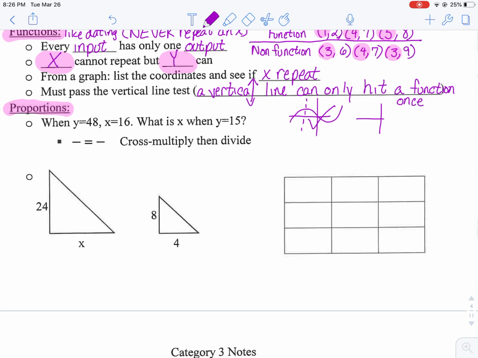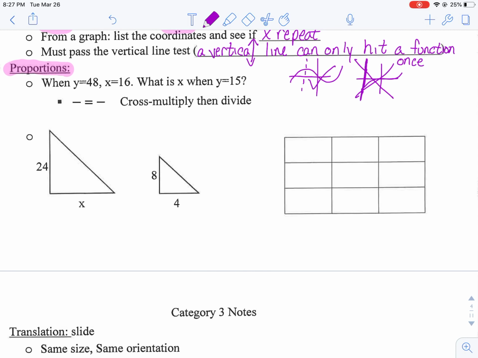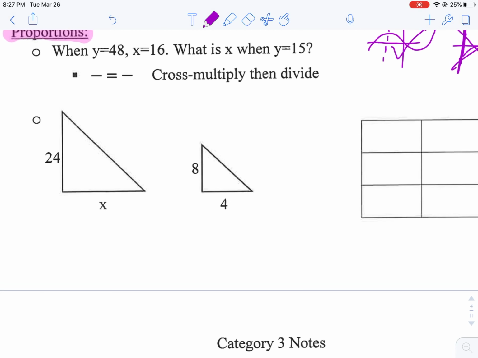But if I draw something like this, if I draw a vertical line right there, it's hitting that line over and over and over again right there. It is not a function. Okay? I'm definitely going to throw some questions at the end of this video. What is a function? What is not a function? And then our very last topic from here is talking about proportions.